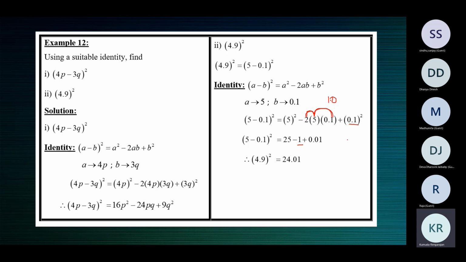0.1 the whole square. So 1 into 1 is 1. That is 0.1 into 0.1. So 1 into 1 is 1. But the product must have 2 decimal places because here 1, here 1, so totally 2. The product must have 2 decimal places. So 0.01. After the decimal point, there must be 2 digits. So 0.01.